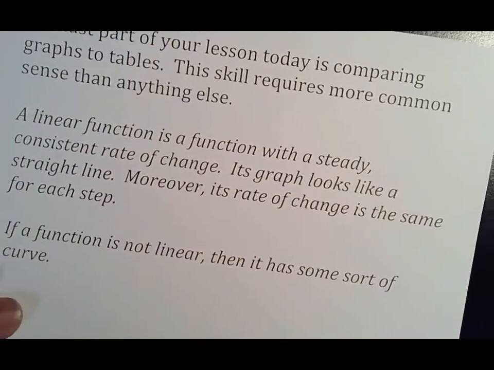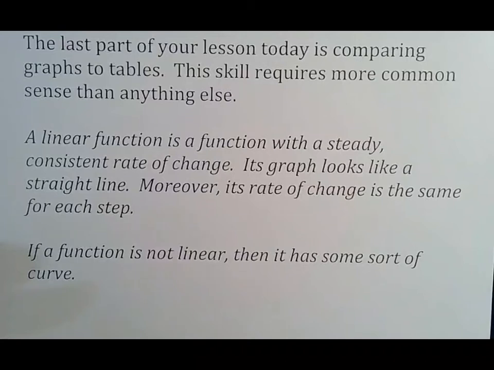The last part of your lesson today is in comparing graphs to tables. This skill requires more common sense than anything else. A linear function is a function with a steady, consistent rate of change. Its graph looks like a straight line. Moreover, its rate of change is the same for each step. If a function is not linear, then it has some sort of curve. Alright?